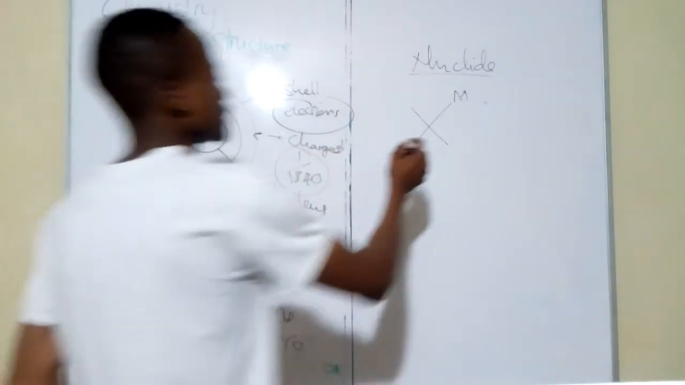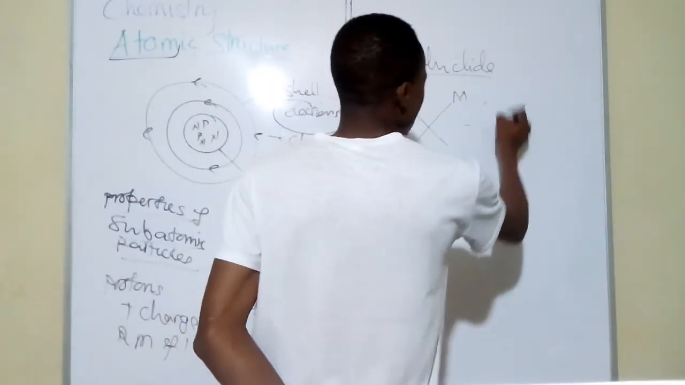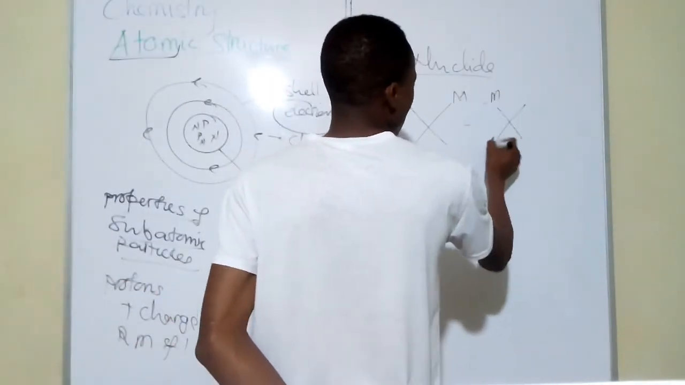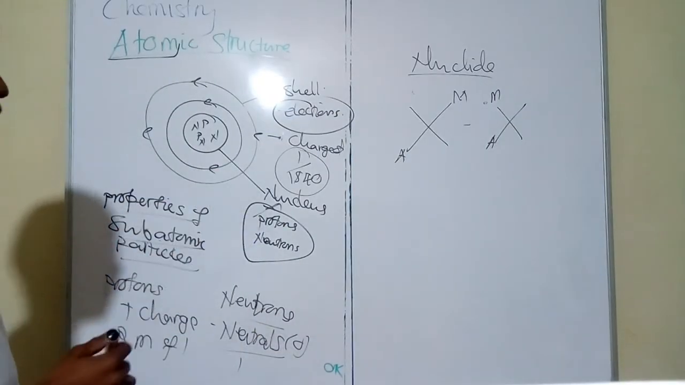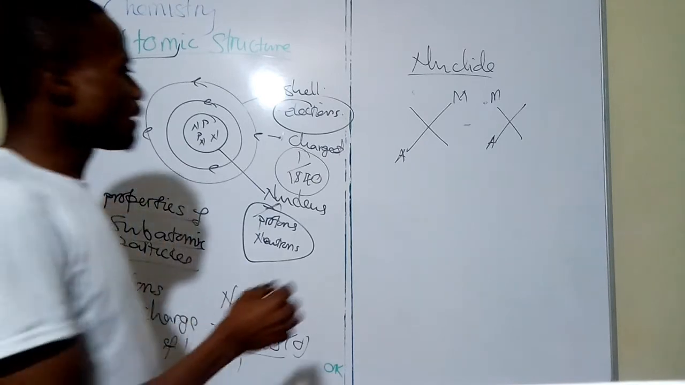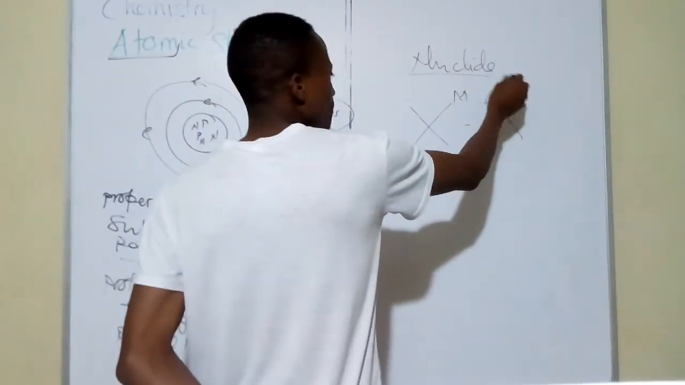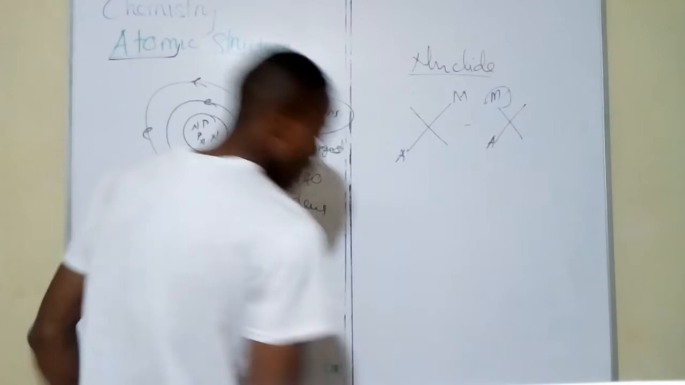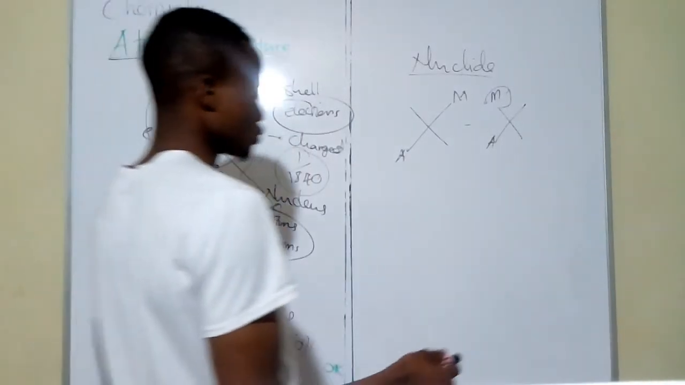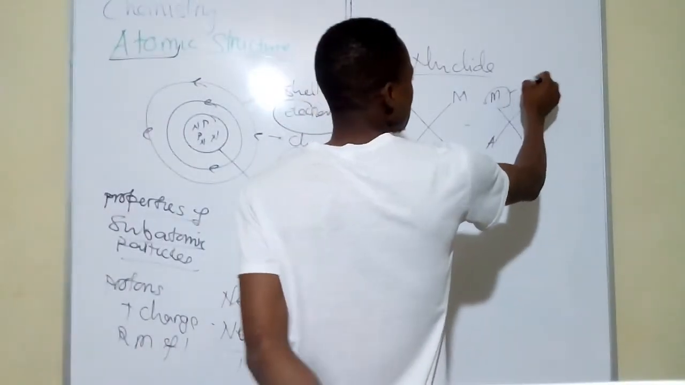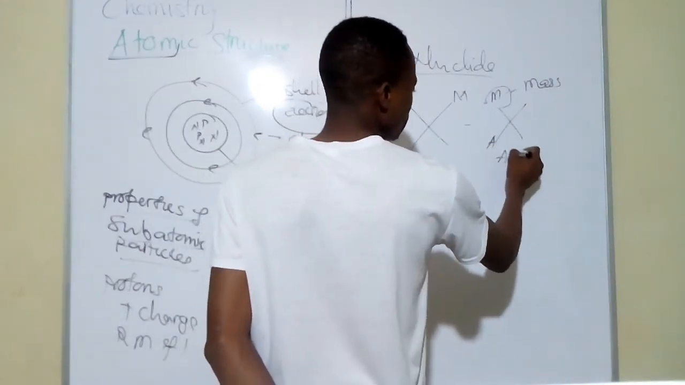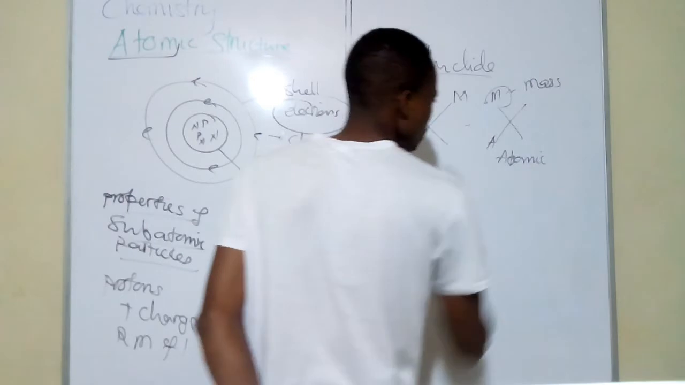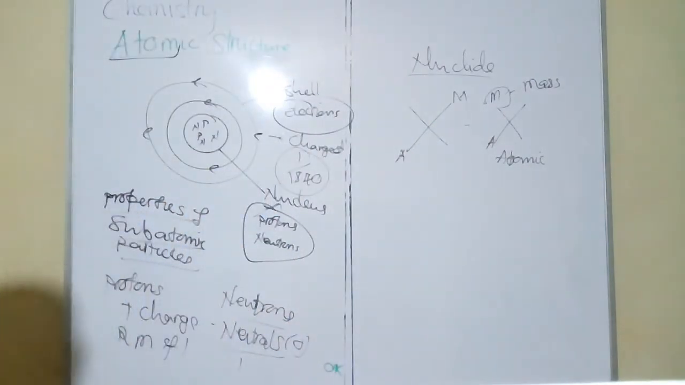Even if it was written like this, mass or A, it's the same thing. It is a symbolic representation of an atom as well. The number on top, according to the periodic table I'm using, is the mass number. Then this is the atomic number. The mass number and atomic number. What is the mass number?